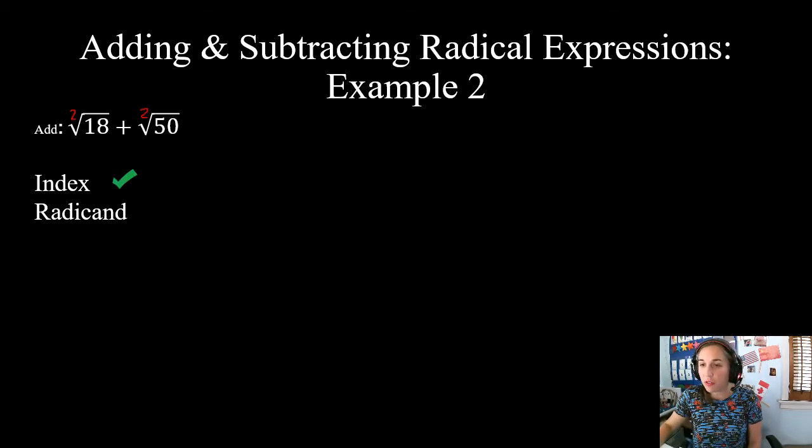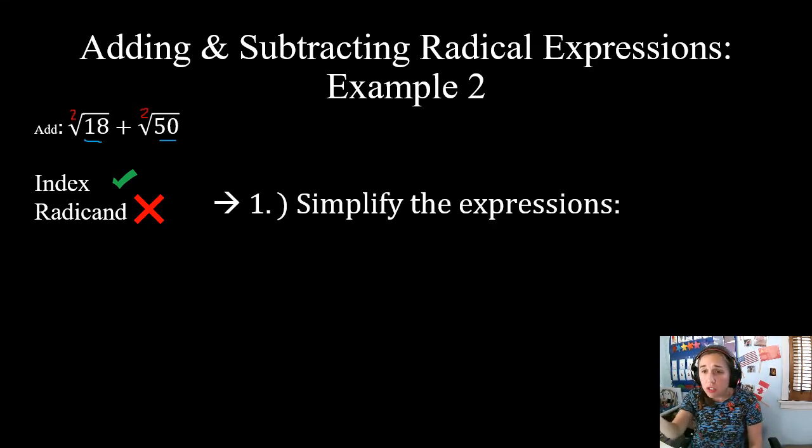Now let's shift our focus to the radicand, which is just everything under the radical. Well, in my first expression I have 18, and in my second expression I have 50. So my radicands are different. They are not the same, which just means I'm going to have to do just a tiny bit of work in order to make this happen for me. So what am I going to do? I'm just going to simplify the expressions, and we already know how to do this, okay?